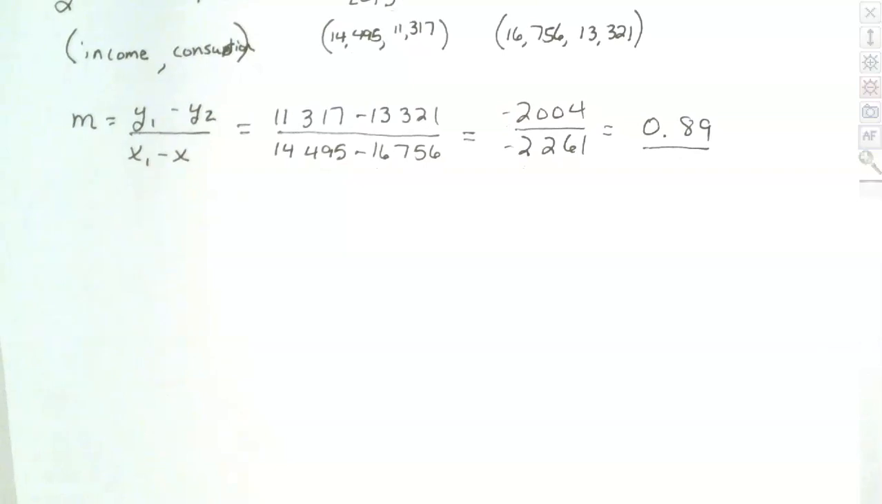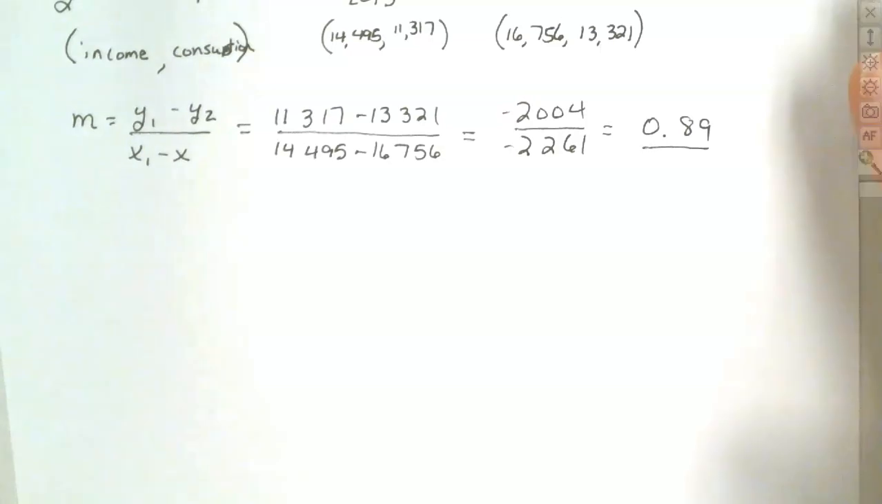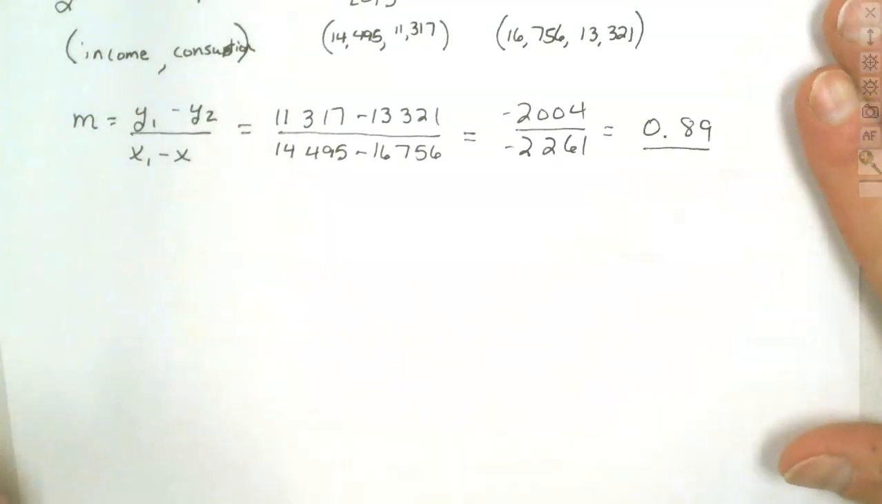And what does that mean? Well, that means basically for every dollar that we have, we spend 89 cents of that dollar. So every dollar we make, we spend 89 cents of it. So we basically save 11 cents. We spend 89 cents. We've got our slope, and let's use that with our point.